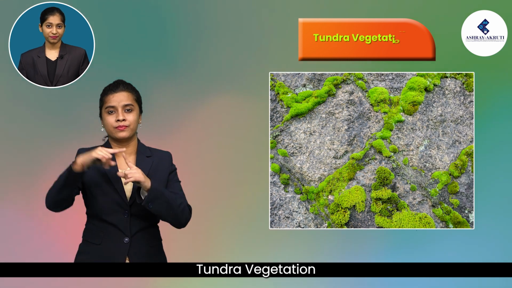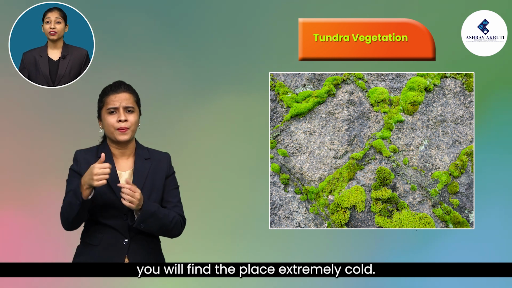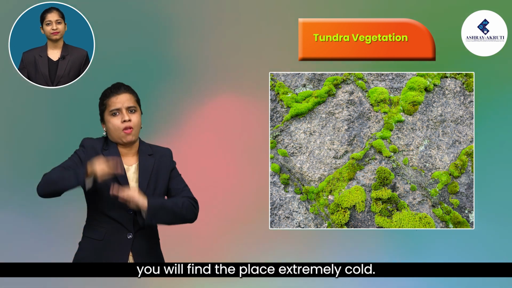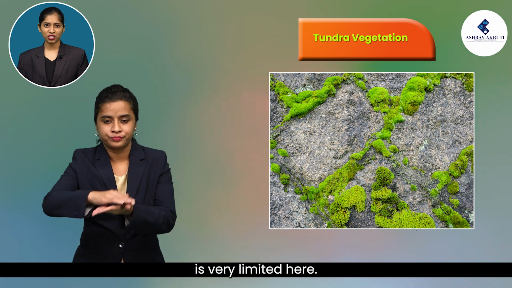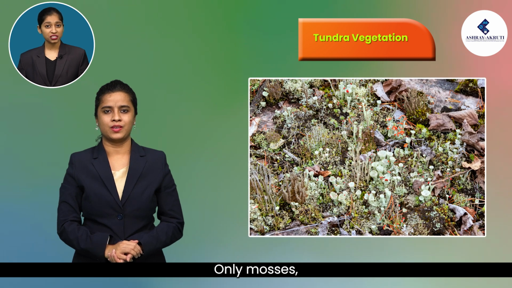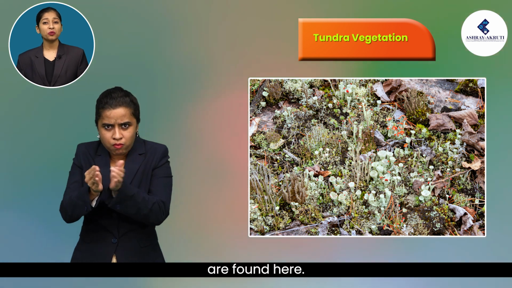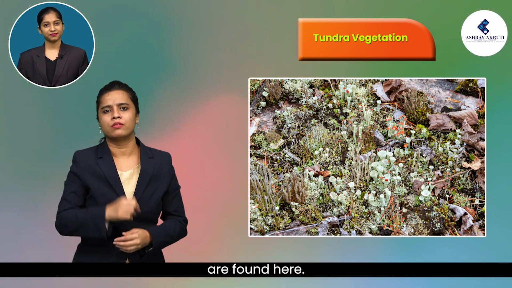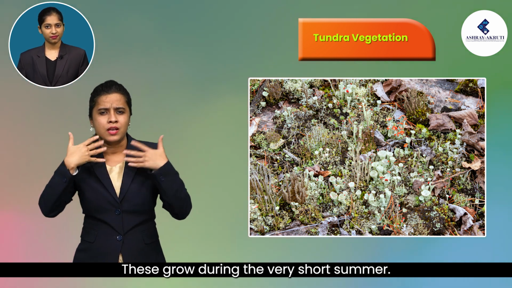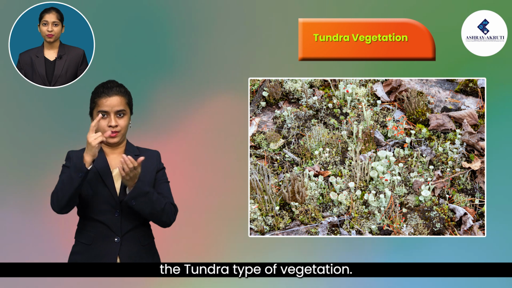Tundra vegetation. If you reach the polar region, you will find the place extremely cold. The growth of natural vegetation is very limited here. Only mosses, lichens and very small shrubs are found here. These grow during the very short summer. This is called the tundra type of vegetation.